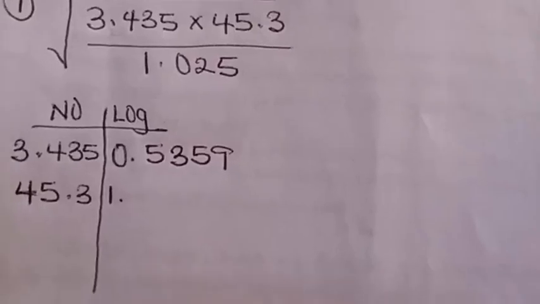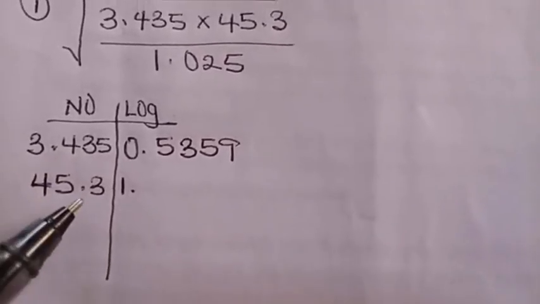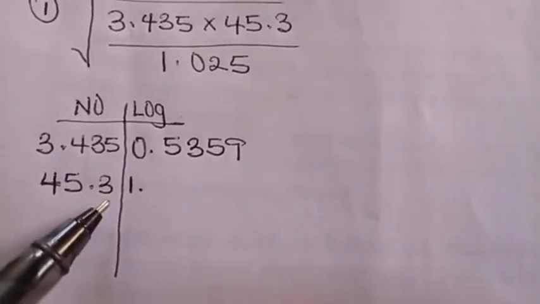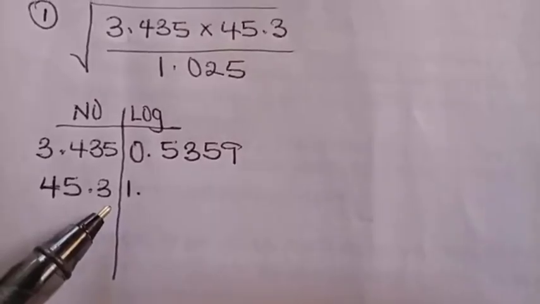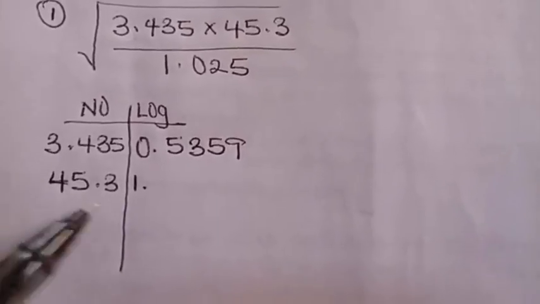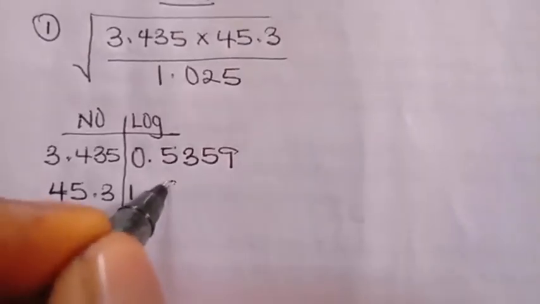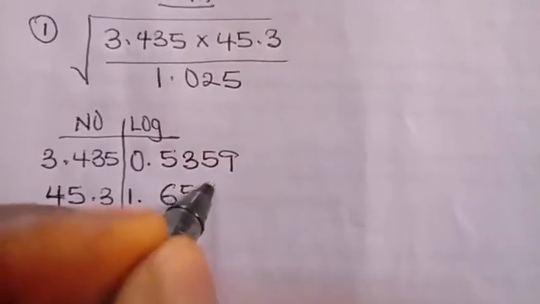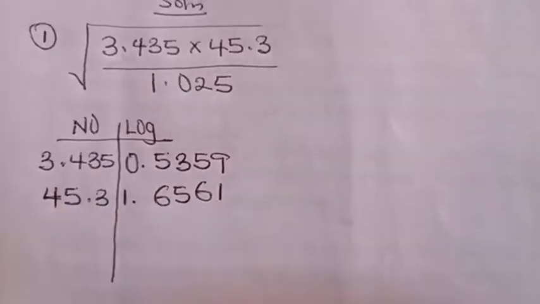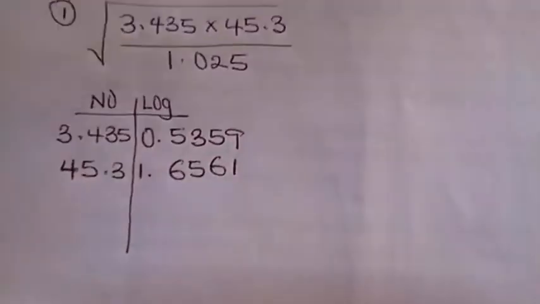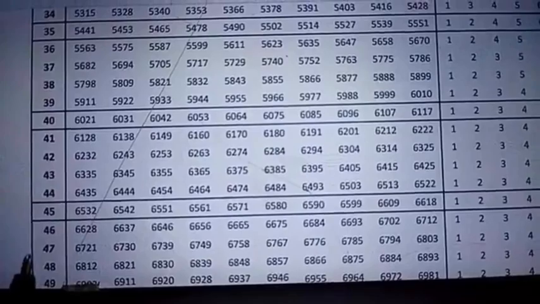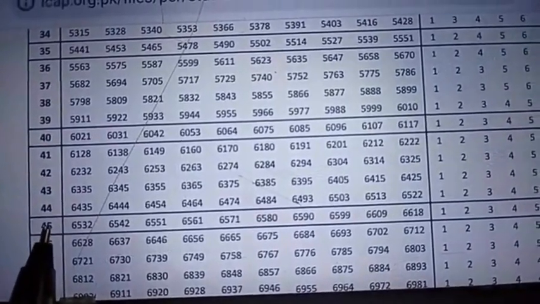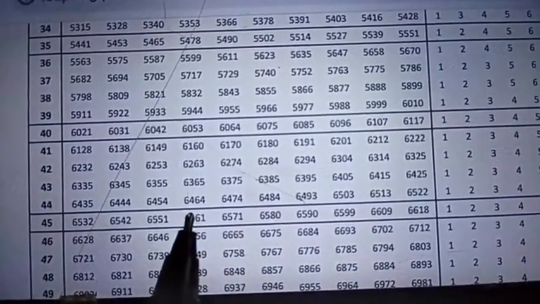The same thing will proceed to the second one, where we'll be checking for 45 under 3. In this case, there's no difference. So 45 under 3, we have 6561. That is 45 under 3. Here it is.